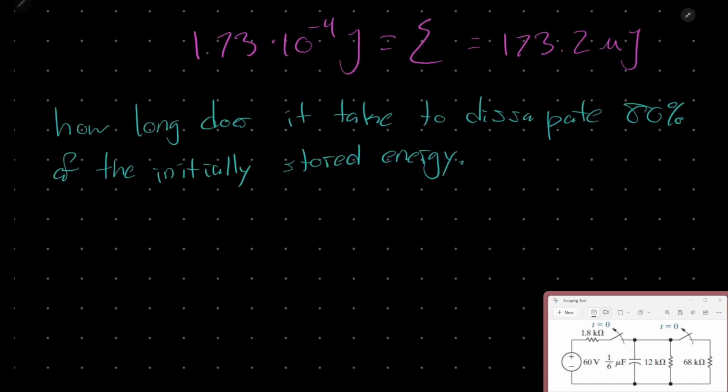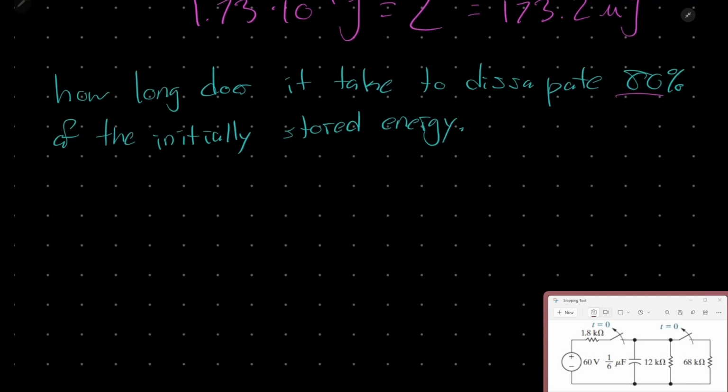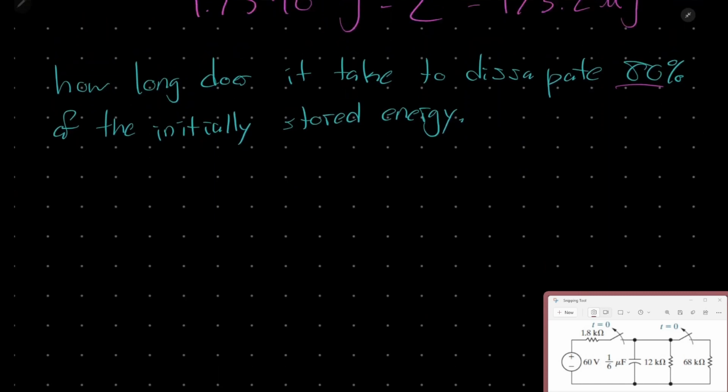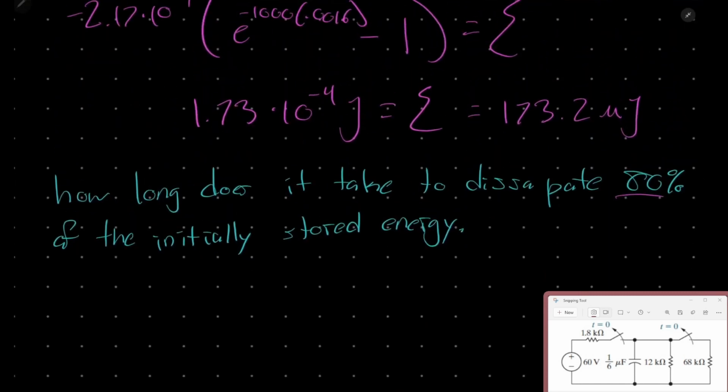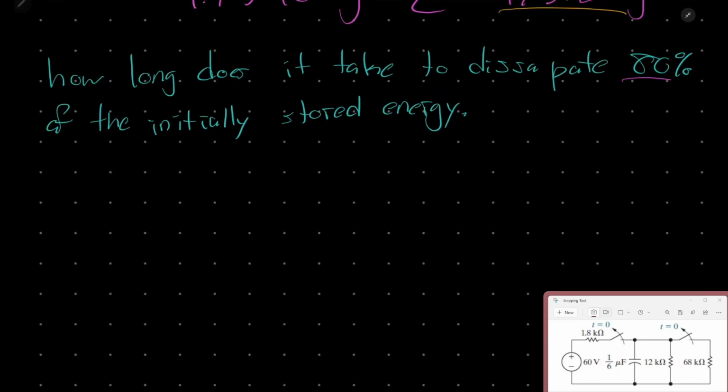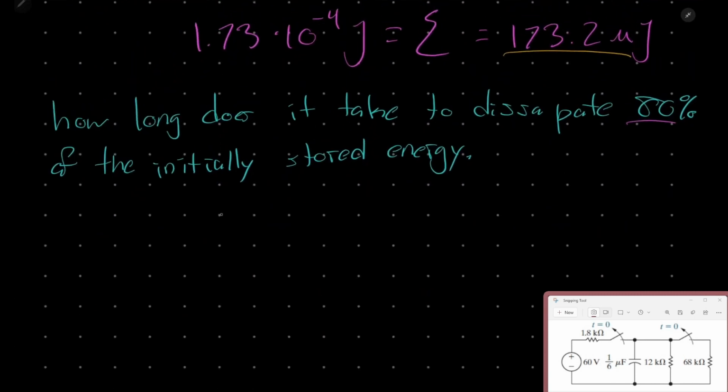Okay, so now we're going to find how long it takes to dissipate 80% of the initially stored energy in that 12 kilo ohm resistor. So what we need to do is get the initial energy stored. We can simply do that by doing 1/2 C, which is 1 over 6 times 10 to the negative 6, times 51 squared. This will get the total energy stored in the capacitor when it's fully charged. And if we do that, we get 2.17 times 10 to the negative 4.